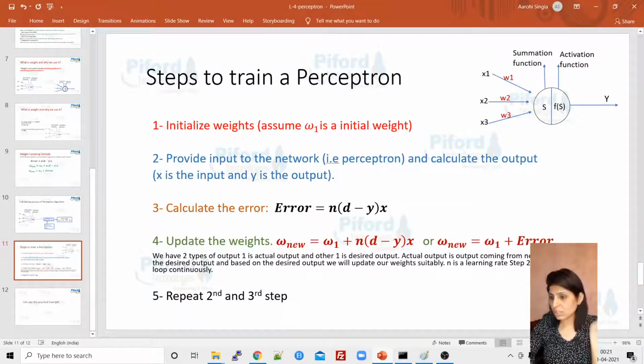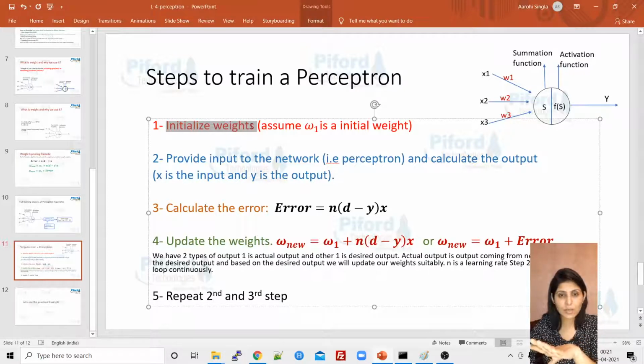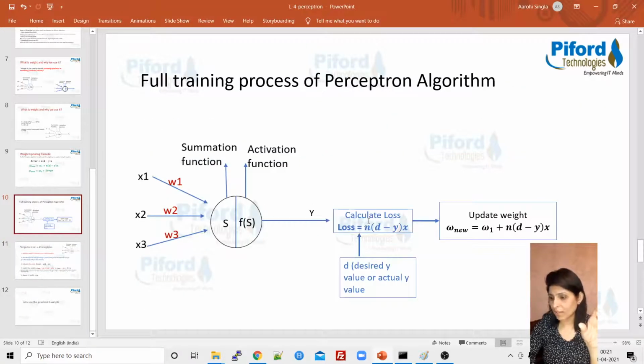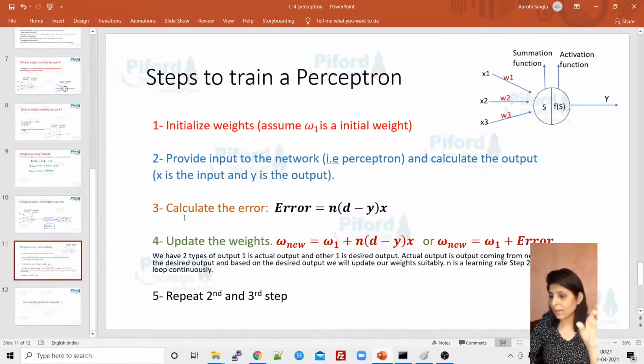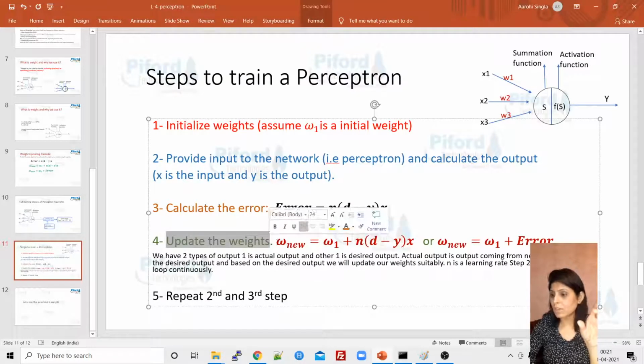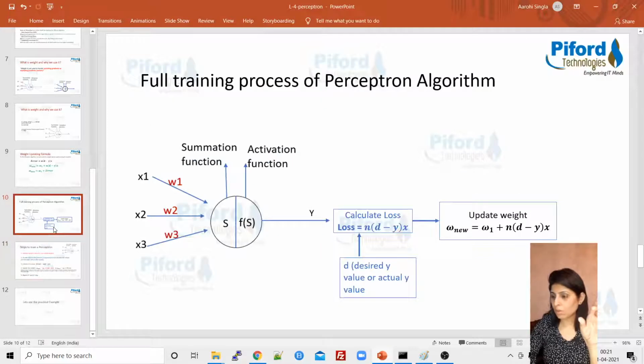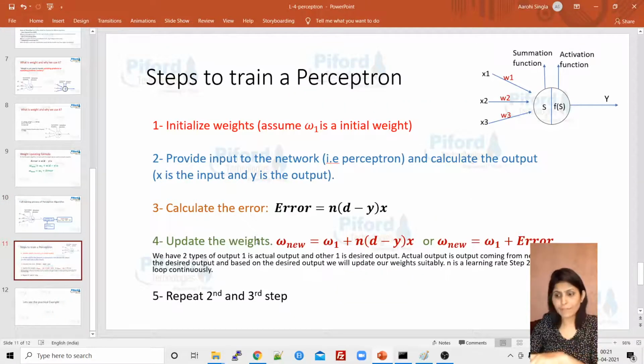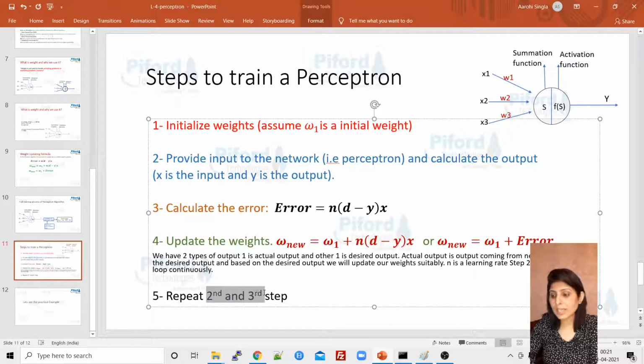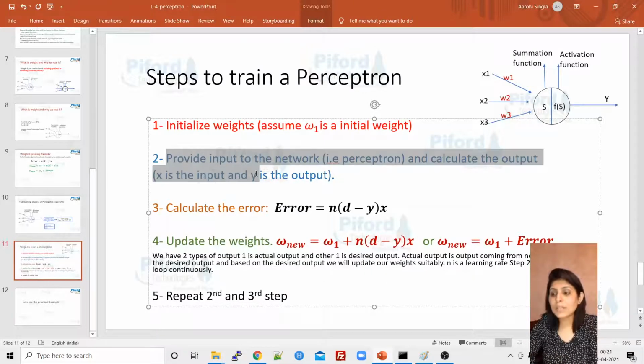And as I've just shown you, these are the steps to train a perceptron. You are very clear about initializing weights, meaning randomly initialize the weight values and then provide the input to the network. We are providing input to the network and then calculate the error. Which error? This error. After calculating the error, they are saying update the weights using this equation. So we are updating the weights using this equation. And after updating the weights, repeat the second and third steps, meaning repeat these steps.